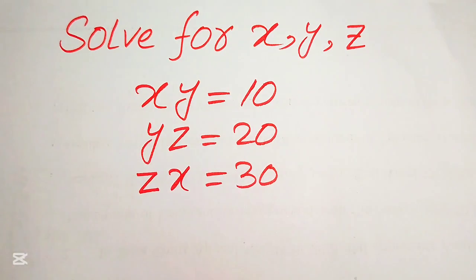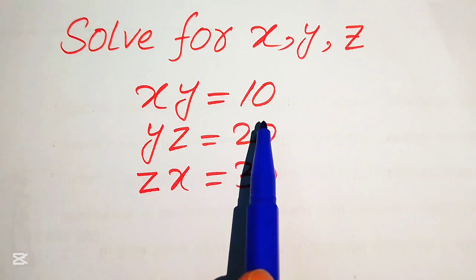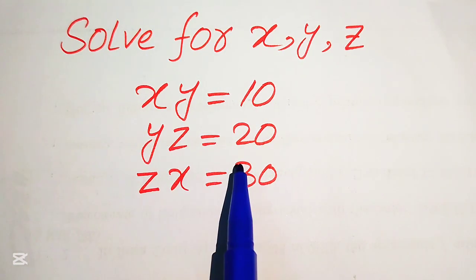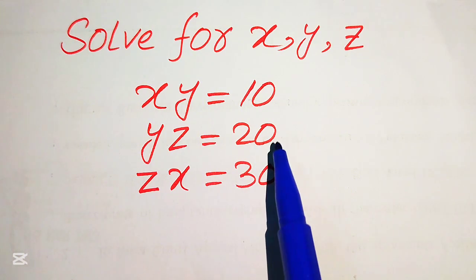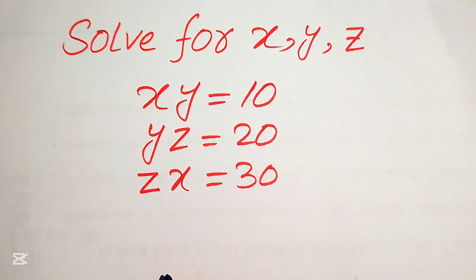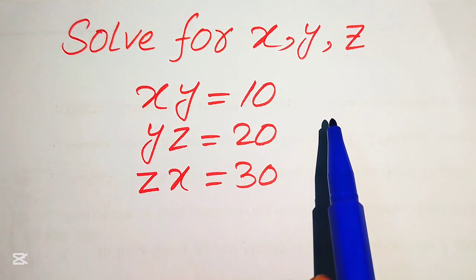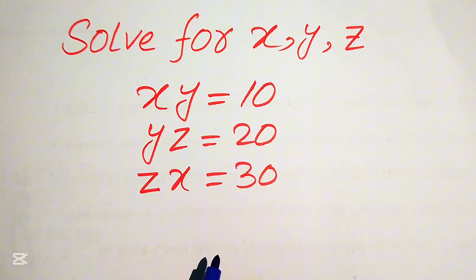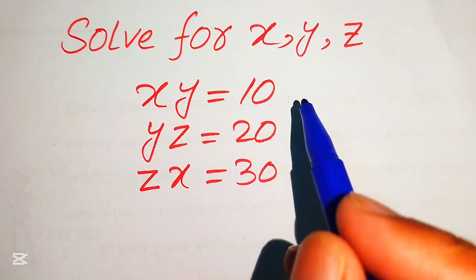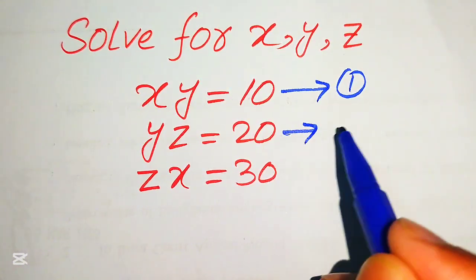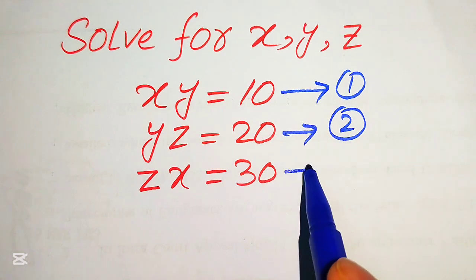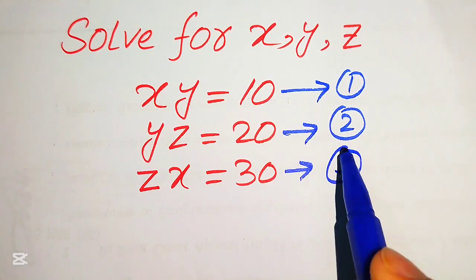So here we have xy equals 20, yz equals also 20, zx equals 30. If you have these three simultaneous equations, we need to find the values of x, y and z from these three equations. So in the first step, we call this equation number one, this equation number two, and this our equation number three.